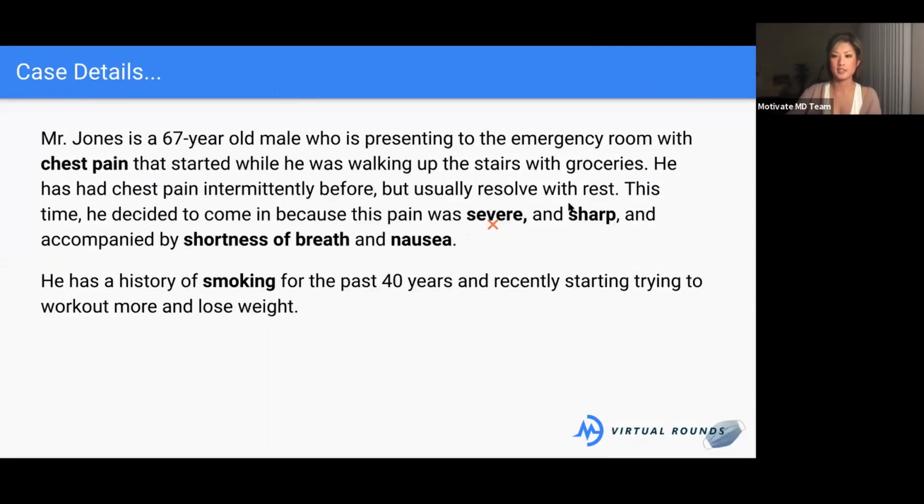Yeah. So here's the case. I'll read it out. We have Mr. Jones. He's a 67-year-old male who is presenting to the emergency room with chest pain. It started while he was walking up the stairs with groceries. He has had chest pain intermittently before, but it usually resolves with rest. This time he decided to come in because the pain was severe and sharp and was accompanied by shortness of breath and nausea. He has a history of smoking for the past 40 years and recently started trying to work out more to lose weight.